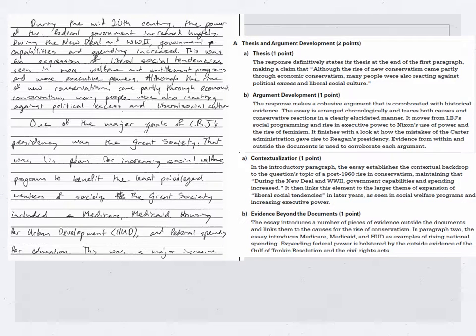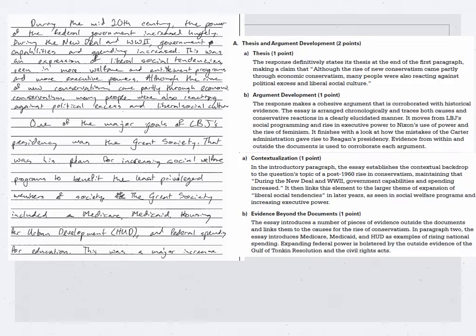Okay, on the left-hand side of the paper, you see the student example. And then on the right-hand side, you see the scoring that was done on this essay. And you see that the student was able to earn their 1 point for their thesis because their thesis is not a restatement of the question, that the thesis has basically identified causation. It says conservatism came through economics and from a reaction against political excess and liberal social culture.